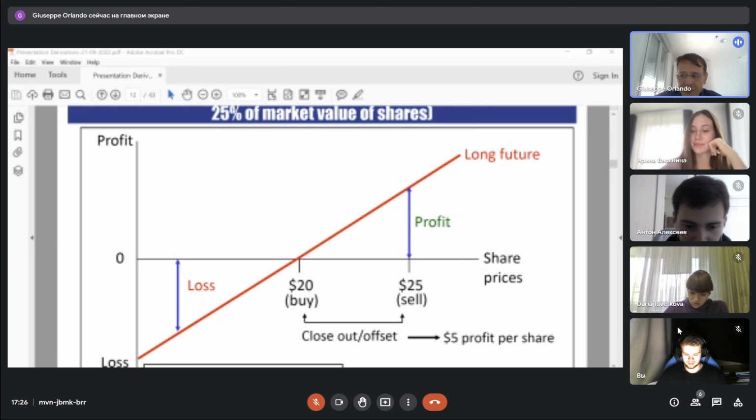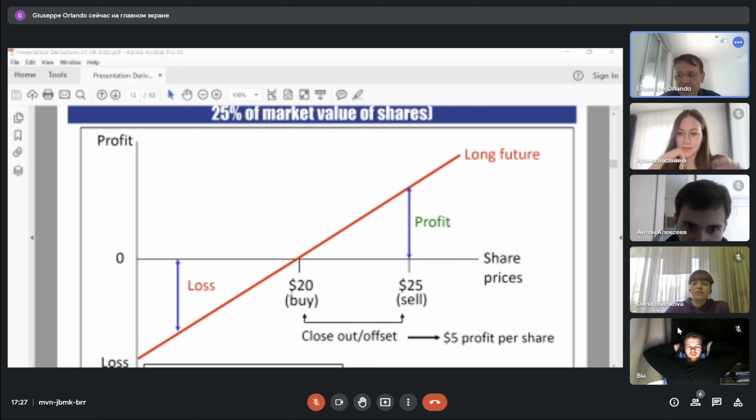So what happens if you default? Then all your positions will be closed immediately, and this avoids increasing the possible losses.